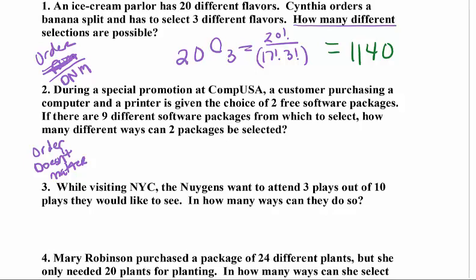So I have 9 choices total, and I'm choosing 2. So again, if I were to do this the longer way, it would be 9 factorial over 7 factorial times 2 factorial. Make sure you do those parentheses, but you can do it directly in your calculator. And if you do that, you have 36 different ways to choose those 2 software packages.